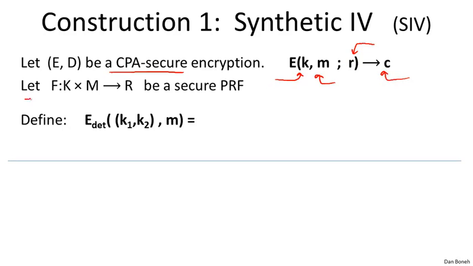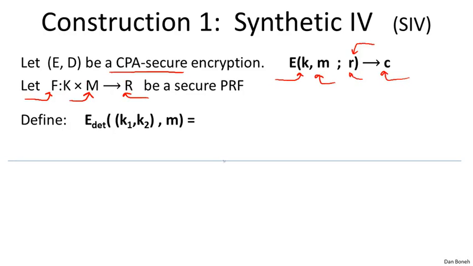Now, in addition, we're also going to need a pseudo-random function F that takes arbitrary messages in the message space and outputs strings r that can be used as randomness for the CPA secure encryption scheme. So the little r over here is actually a member of the big R set. And we're going to assume F is a pseudo-random function that maps messages to random strings.